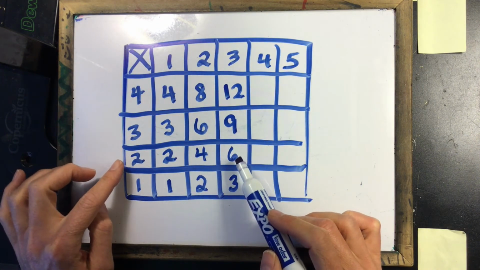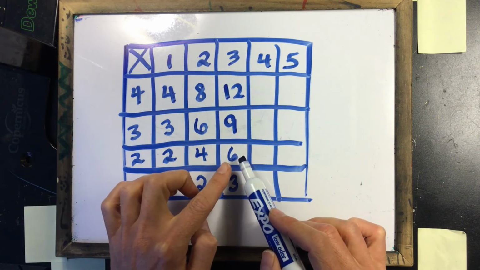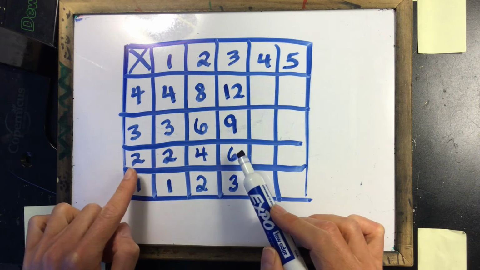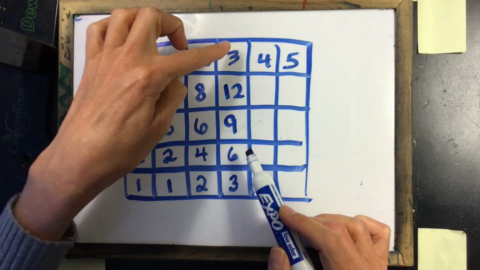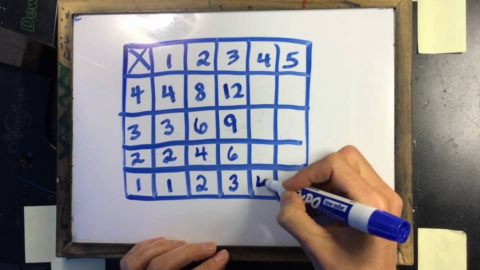Let's look at this one here. 2 times 3 is 6. 3 times 2 is 6. 6 divided by 2 is 3. 3 divided by 6 is 2, okay? So let's keep going here.